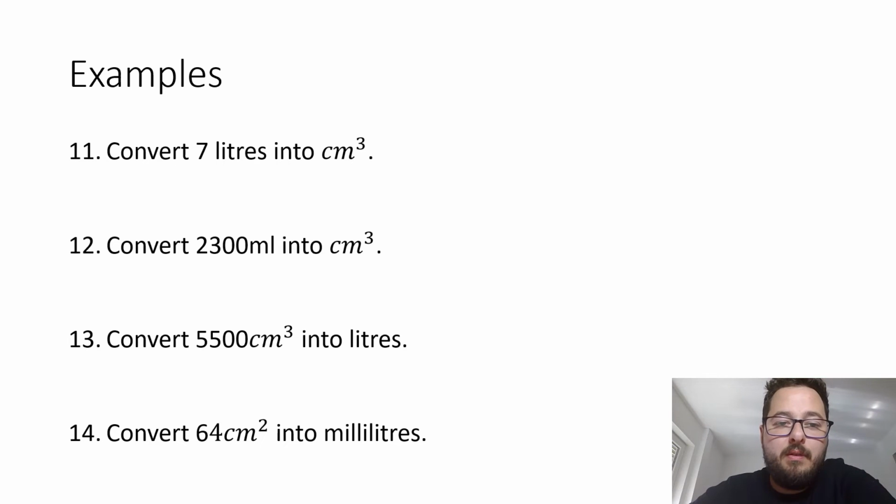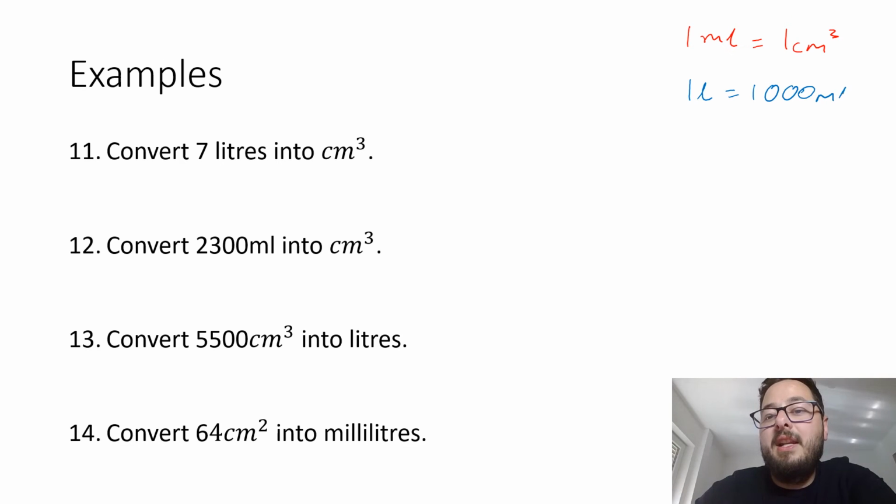Right then, so let's just use this to work this out. So we want to convert 7 litres into centimetres cubed. Well, let's just quickly write our rule. So we've got that 1 milliliter is equal to 1 centimetre cubed. Now, first things first, this question here, number 11, is not in milliliters, it's in litres. So the other thing we need to remember is that 1 litre is 1,000 milliliters. Milli always means 1,000th, so 1 millimetre is 1,000th of a metre, and so on.